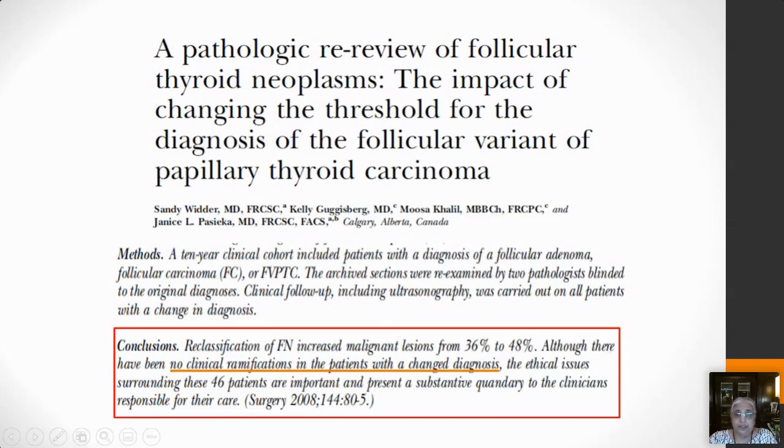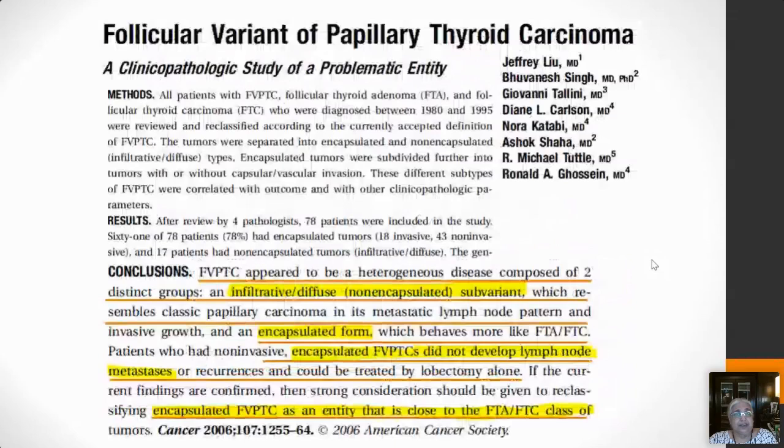And what did they find? That they made benign lesions into malignant in 12% of the cases, but they had no clinical ramifications in the patients with a changed diagnosis. So whether you call something a follicular adenoma or you called it an encapsulated variant of papillary thyroid carcinoma, it didn't make any difference.